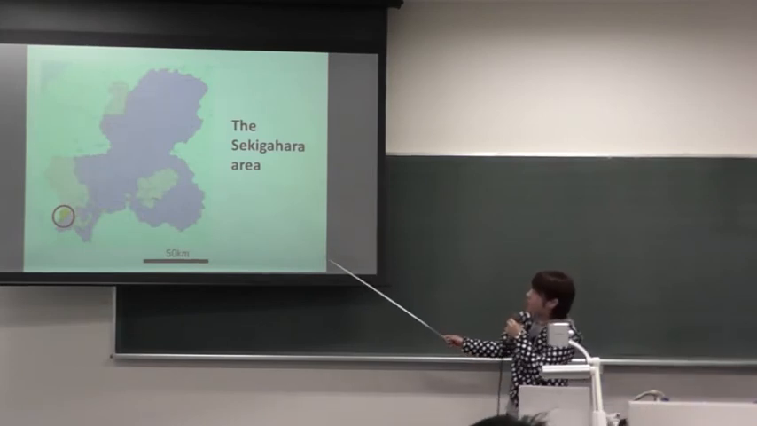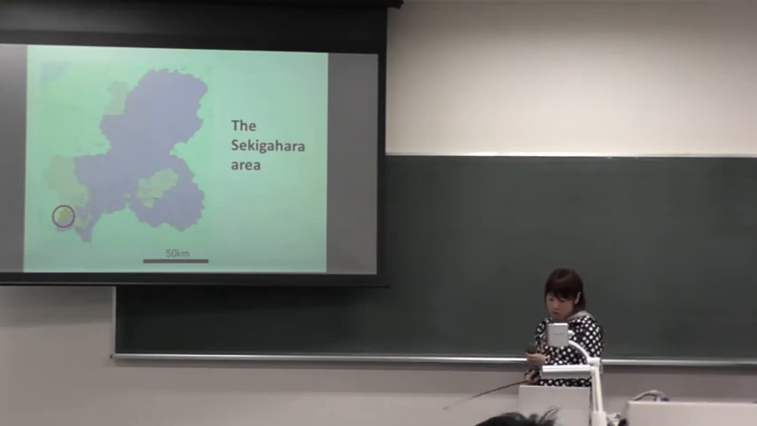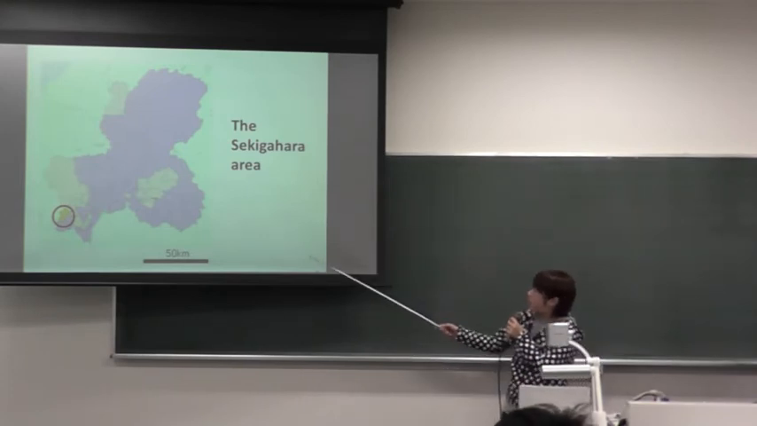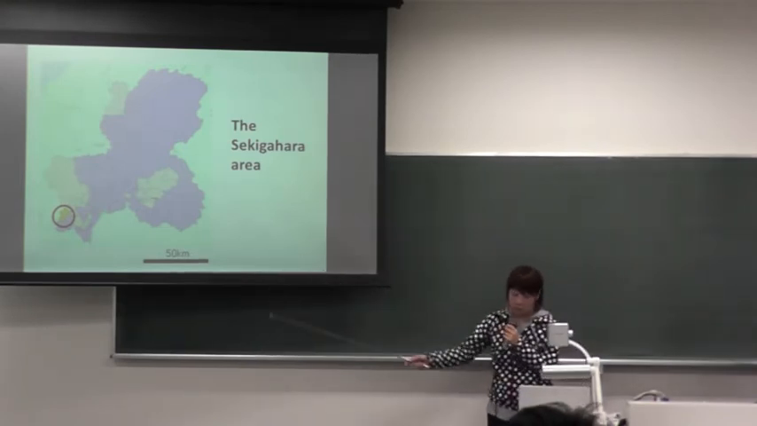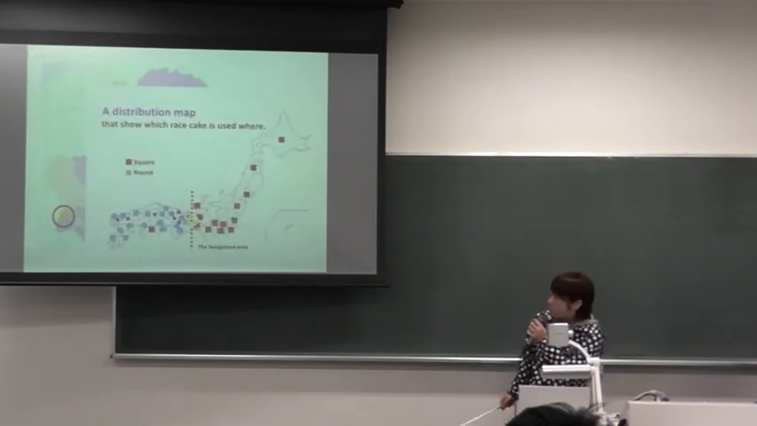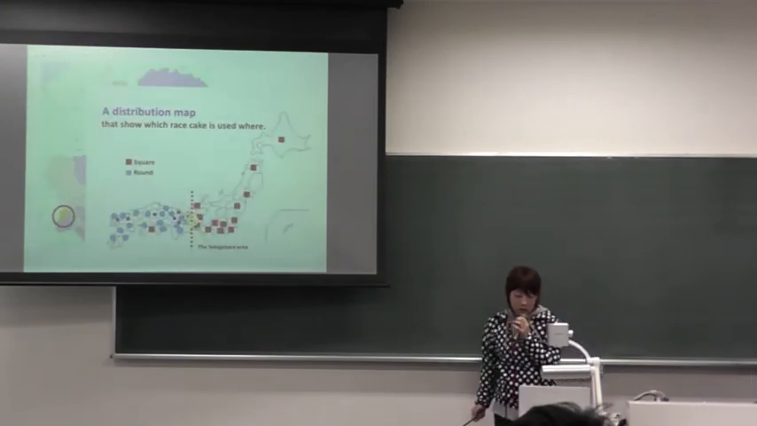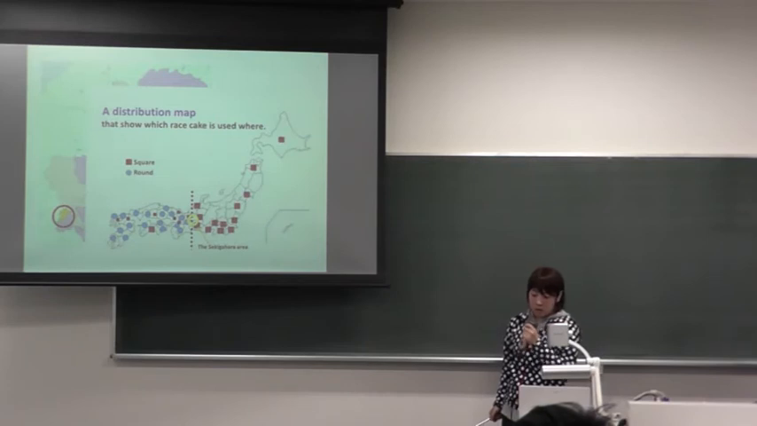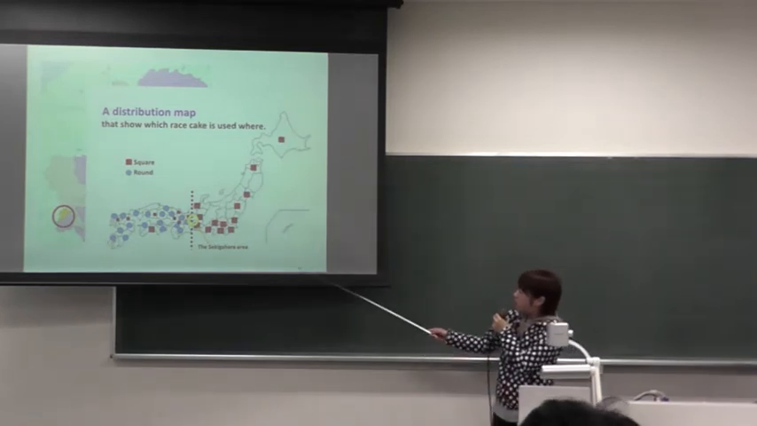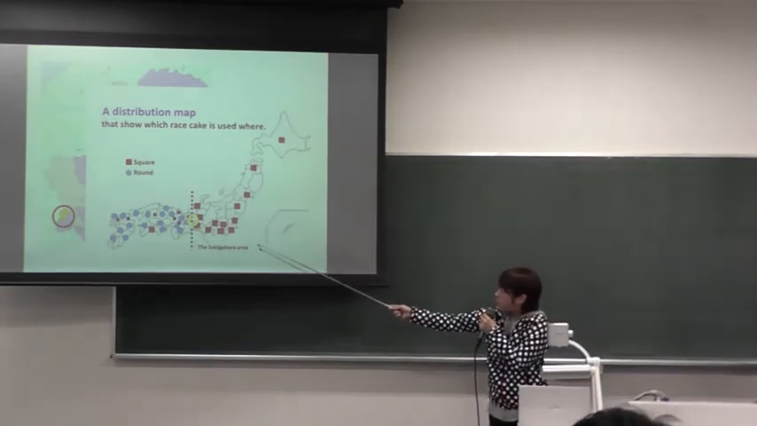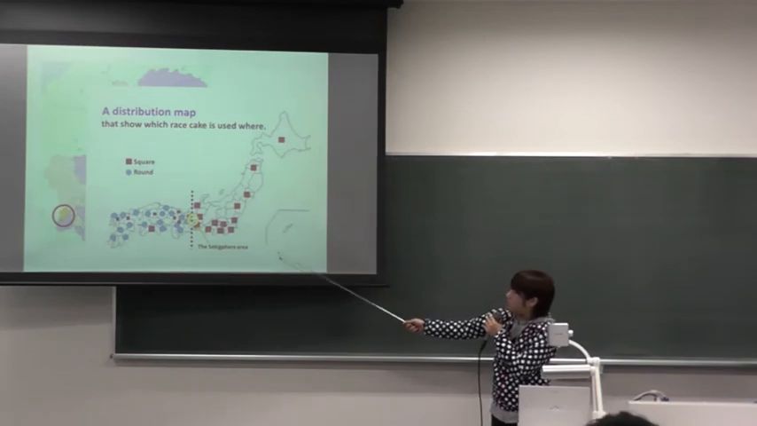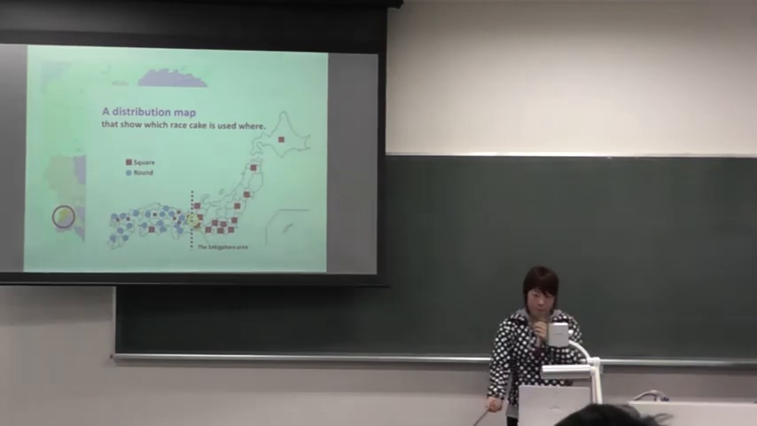The Battle of Sekigahara was fought in the western end of Gifu, the Sekigahara area. The Sekigahara area is here. Actually, in my survey result, this dotted line is drawn on the Sekigahara area.